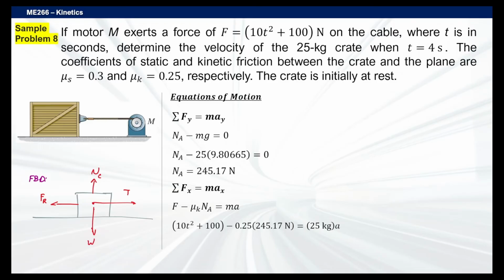Notice I use the kinetic friction instead of the static. Why? Because we're going to move it anyway. The word here is velocity, so we're definitely going to use the kinetic friction here. And we will arrive with the equation of a equals 0.4 t squared plus 1.483 meters per second squared. And with this, we can now set up our kinematics equation where we use again our formula a equals dv over dt.